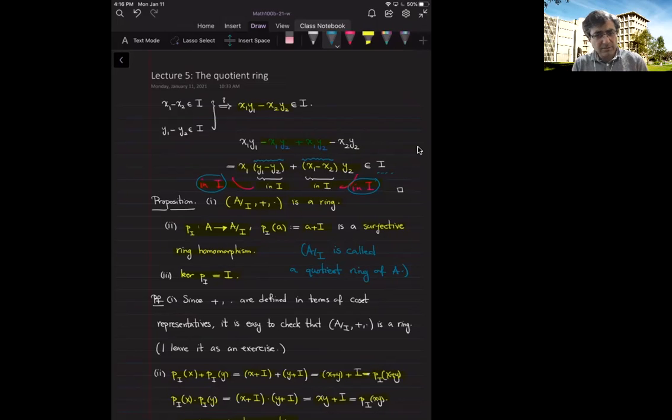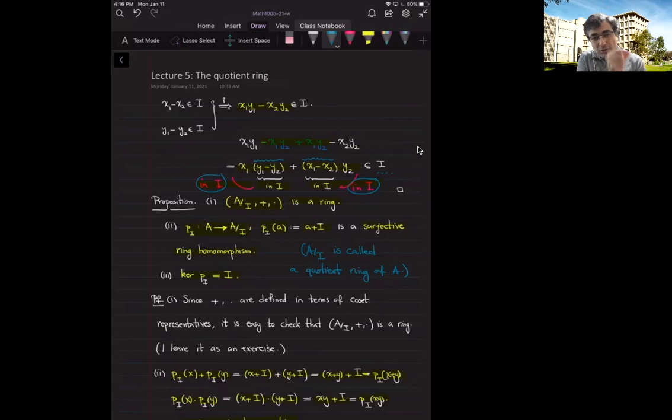Okay, well, how about the second part? What does the second part say? The second part says that we have a natural map from A to this new ring. By the way, this new ring is called a quotient ring or a factor ring of A.